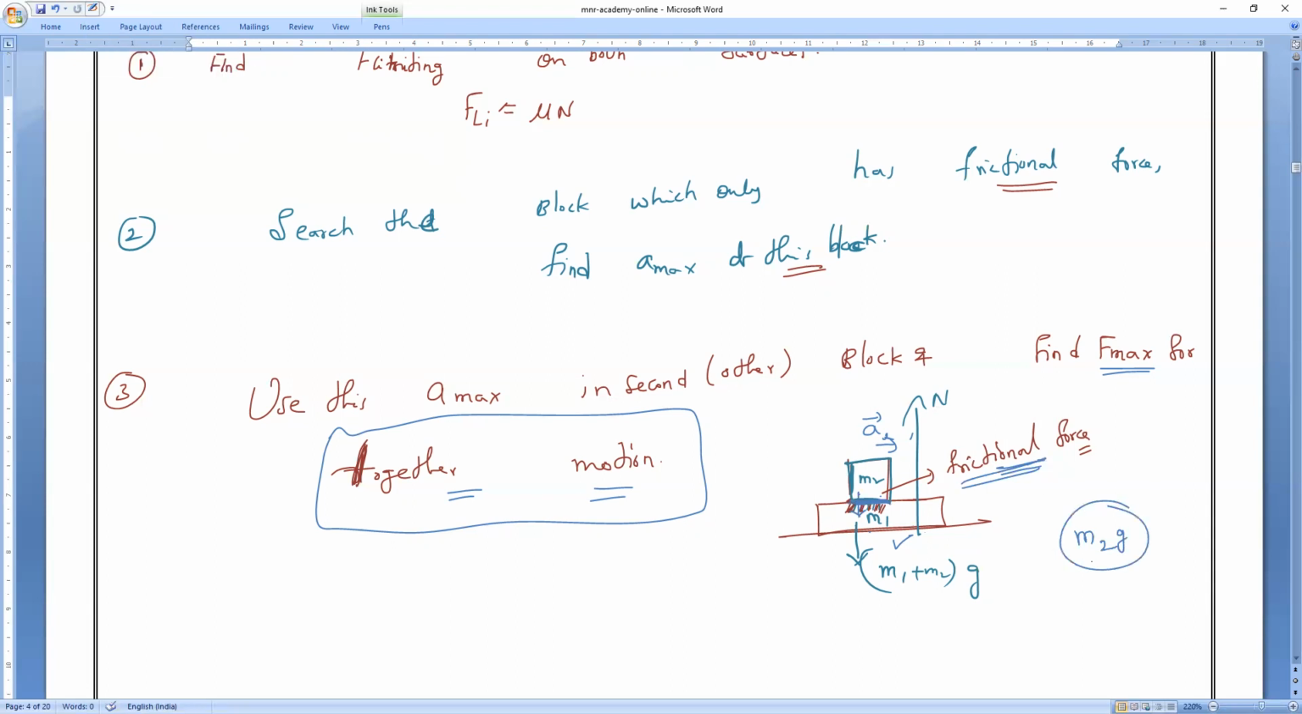Yes, sir. M2G is acting on what body? M2 is not acting on M2. It is acting on where? It is acting on M1. Understand, Rudreswar? Yes, sir.